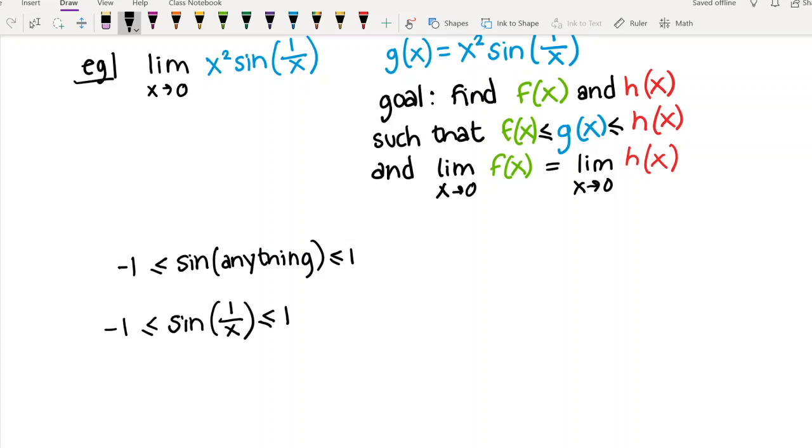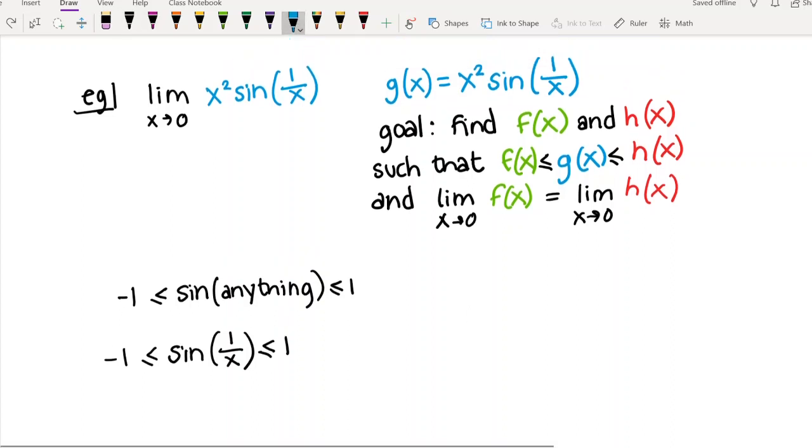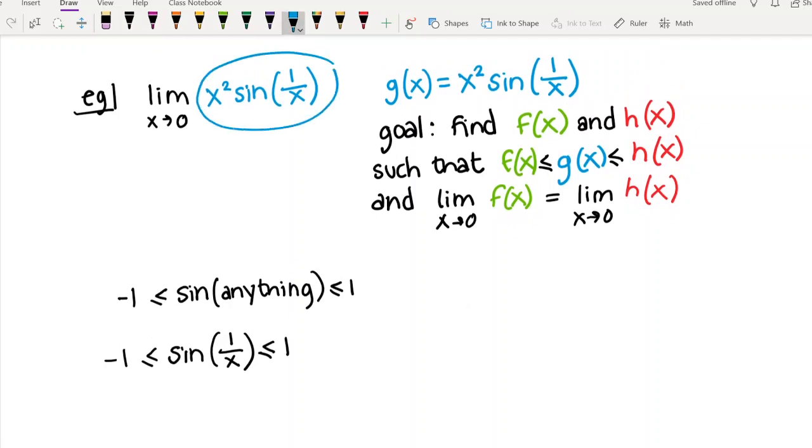And the same thing would be true if it was sine of 5 over x, or sine of 300x, or sine of x squared over 5. It doesn't matter what's inside the parentheses, but in this specific case, we have sine of 1 over x. So we can say that sine of 1 over x is between 1 and -1. However, that's not our entire function. Our function is x squared times sine of 1 over x. So we need to figure out, if sine of 1 over x is between -1 and 1, what does that tell us about x squared times sine of 1 over x?